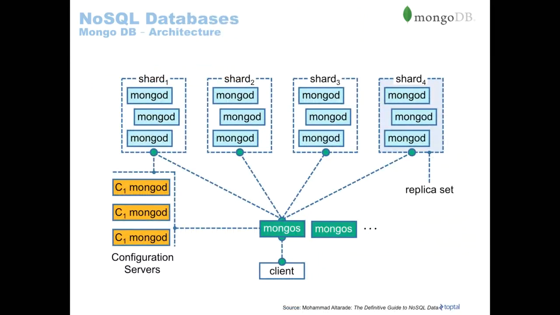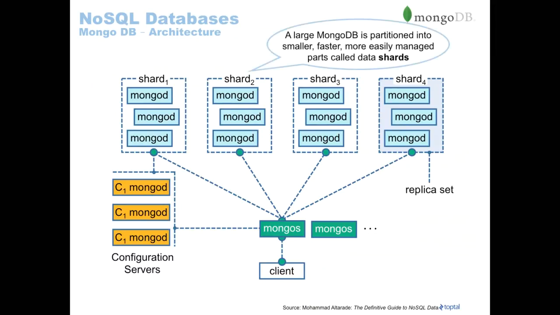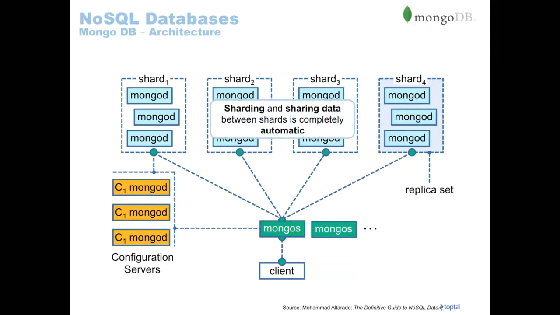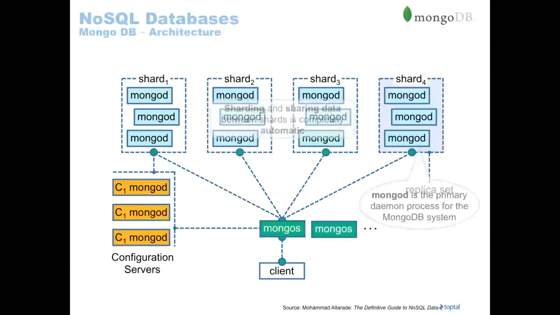So the architecture for a MongoDB database looks like this. Now the various pieces of this, there are a number of shards. It is partitioned into these smaller, faster, more easily managed pieces that are called shards. Sharding and sharing data between shards is completely automatic. MongoD is the primary daemon process for the MongoDB system.